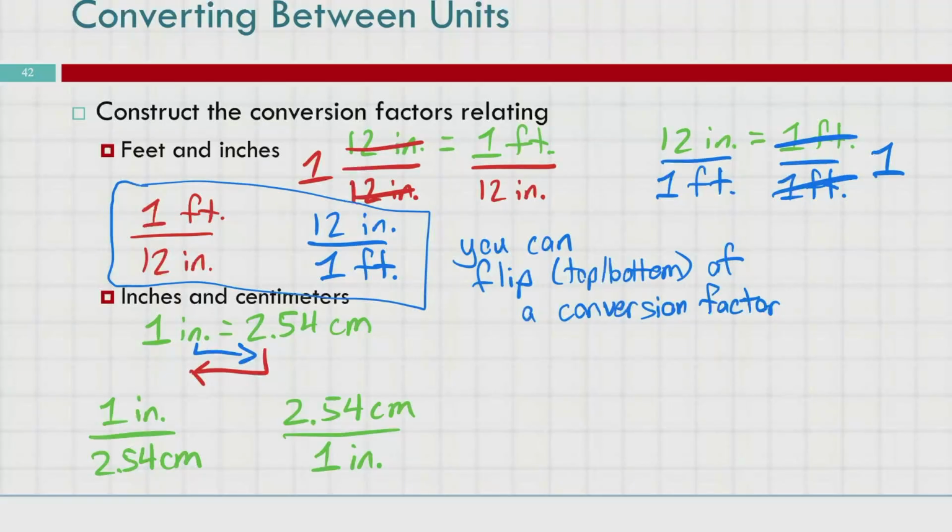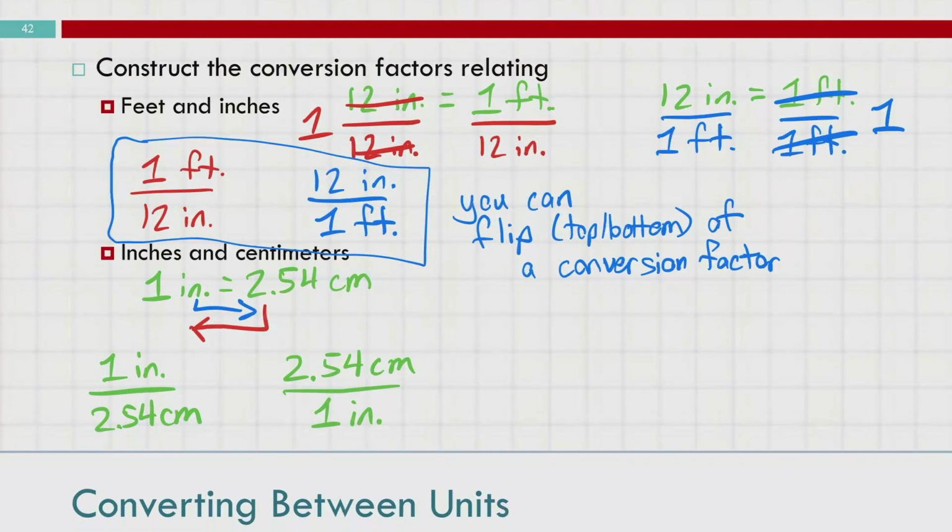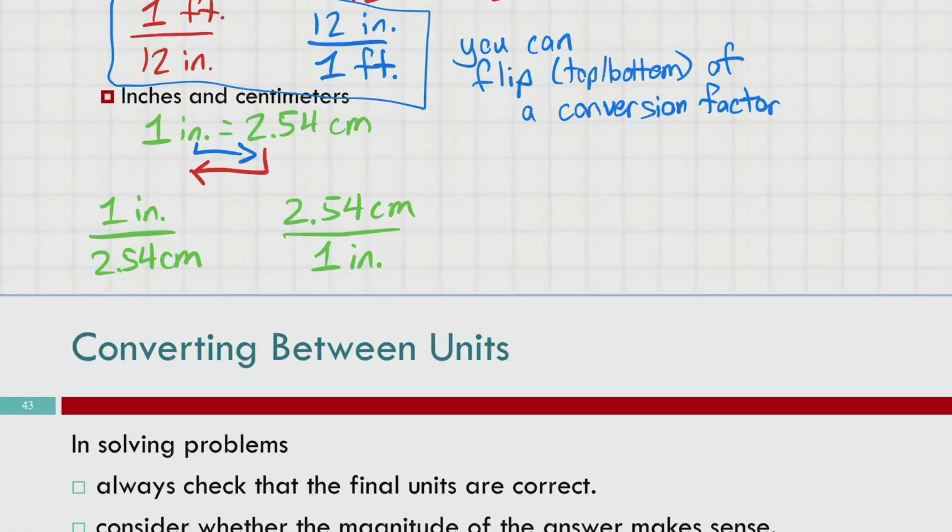You don't have to show me that you did it. If you're not 100% sure that you can do it without messing something up, then I encourage you to write it out until you get comfortable with it. Questions? So one of our important skills that we need to know how to do for this class is to be able to make these conversion factors from any 2 things that are equal. It will show up multiple times.